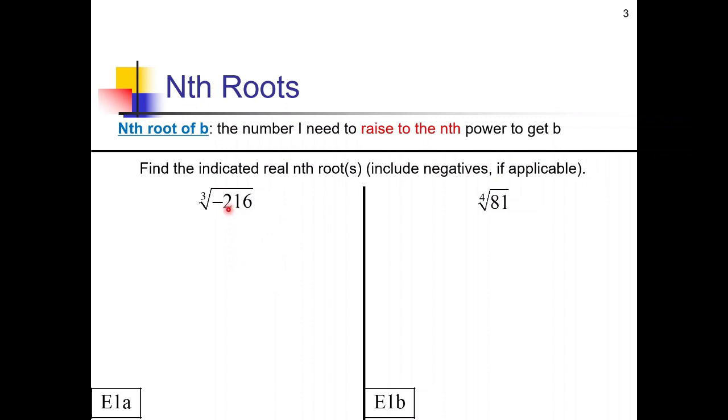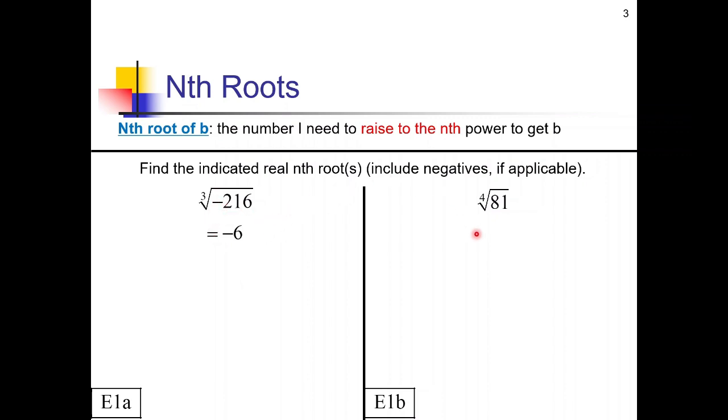Alright, so to get negative 216, well I know that if I do 6 to the third power that's positive 216. So negative 6 to the third power would give me negative 216. So negative 6 is the cube root of negative 216.